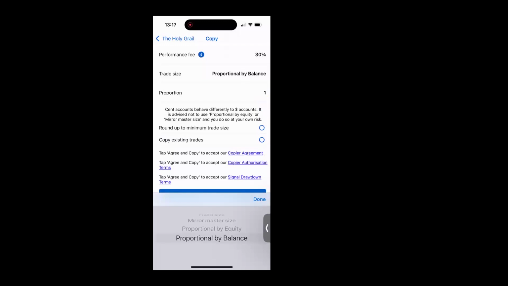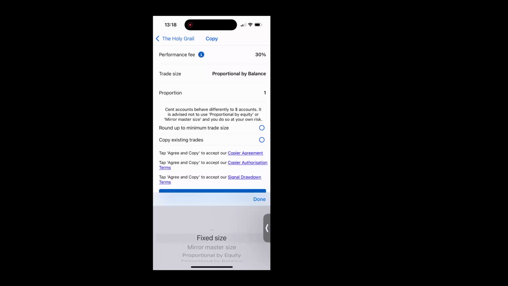Now, with this, the copy trade engine looks at the signal's equity or balance and the trade size on the signal provider's account, and it will mirror that proportionality onto your account. So, say for example, the signal provider has $1,000 equity and they do a $100 trade. If you have $100, that trade will then be a $10 trade.